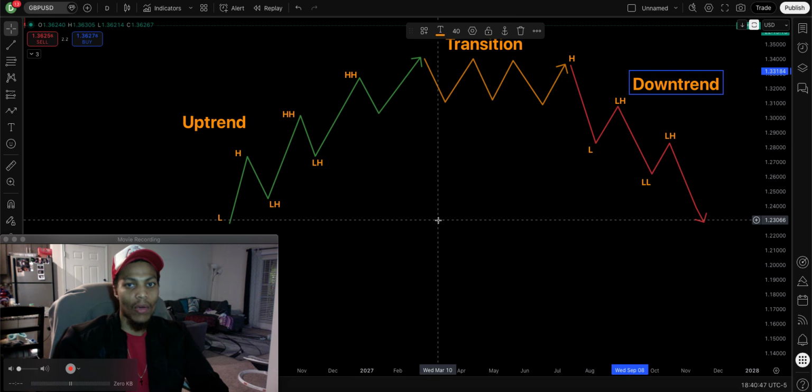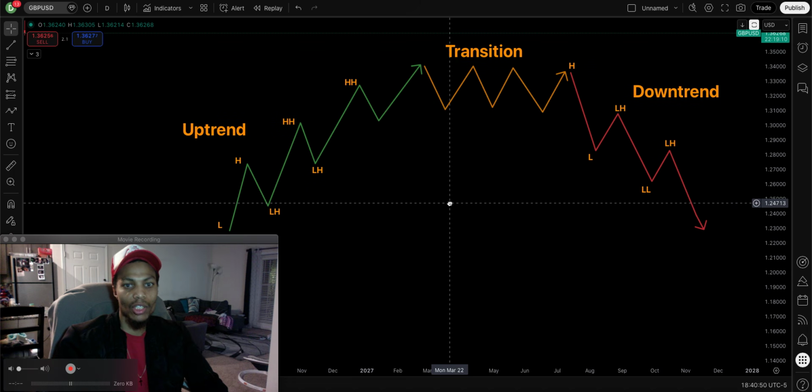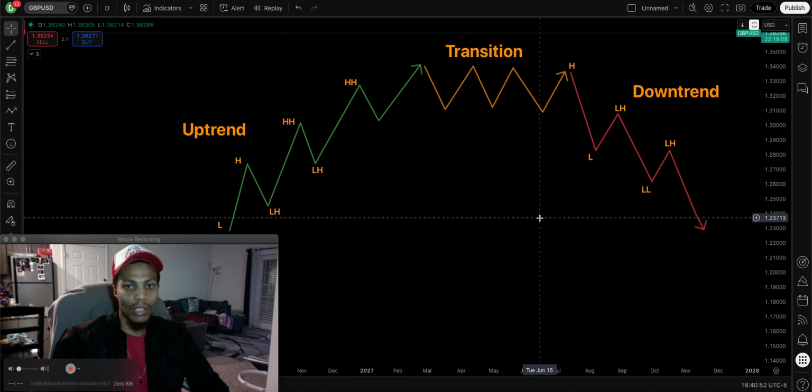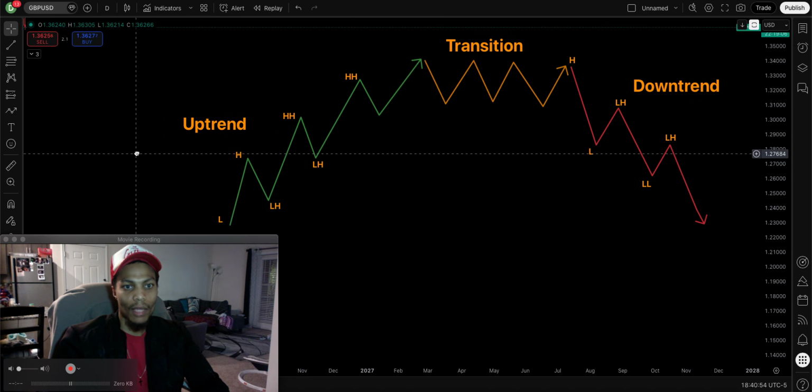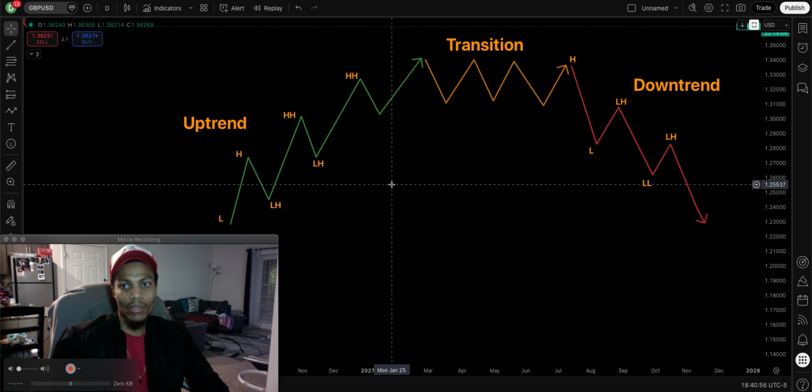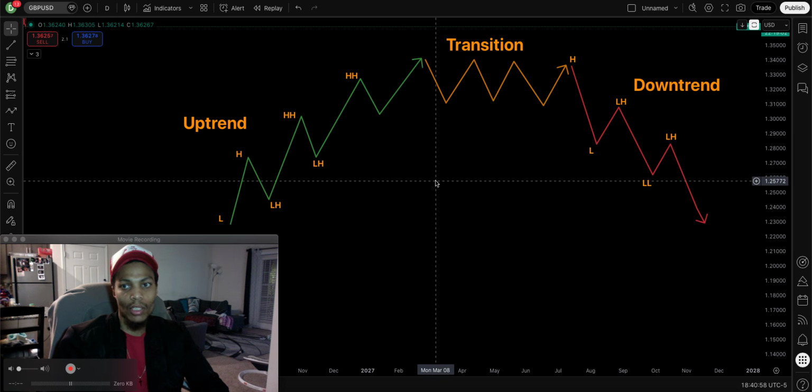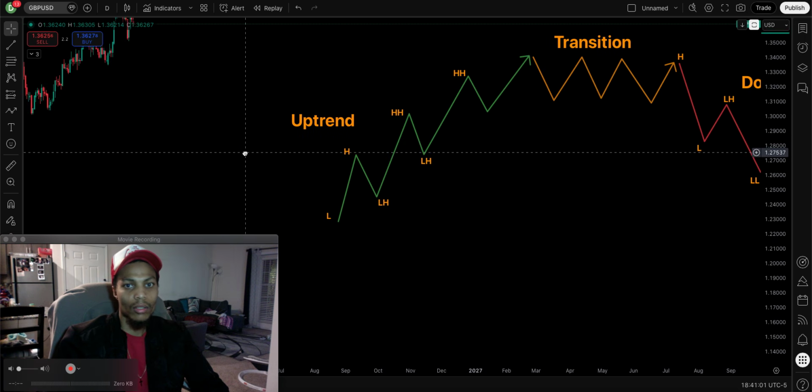So now, how do we take this and transition it into our chart? Well, let me show you. And by the way, I will be putting these notes in my community tab, if you haven't screenshotted it.